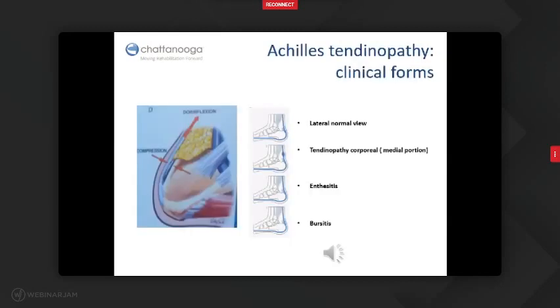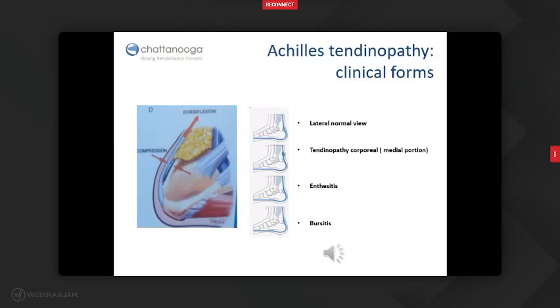Let's have a look on clinical forms of Achilles tendinopathy. First, you can see the normal view on the top right picture. Achilles tendon is fixed on the posterior and inferior border of the calcaneus, and then continue inside the bone, and then continue with the plantar aponeurosis. The disease can appear because of excess of tension, because of compression against the posterior superior process of the calcaneus, or because repeated friction on the bone. Many forms of disease can occur.